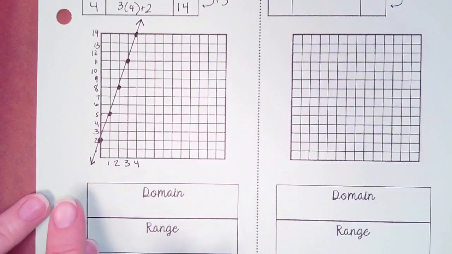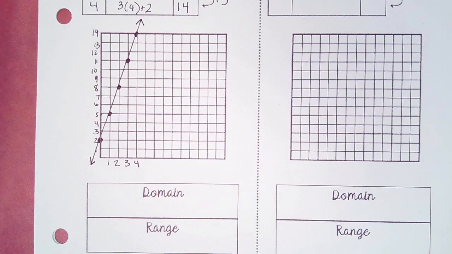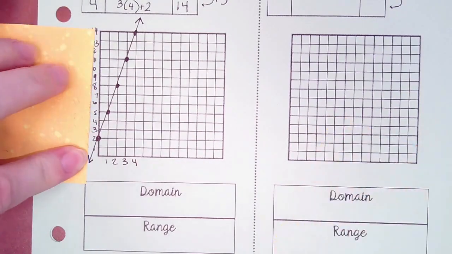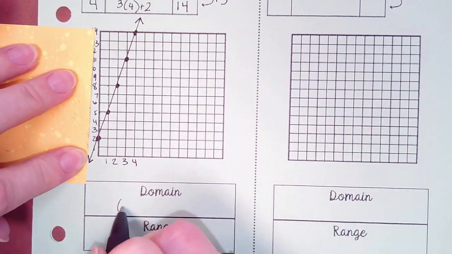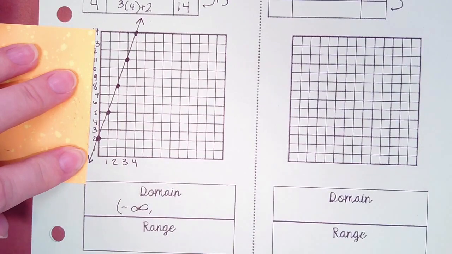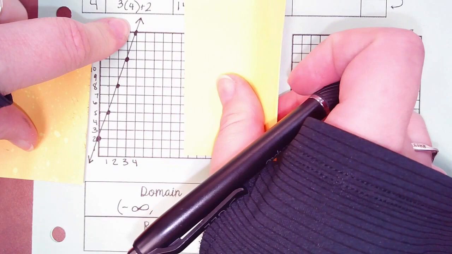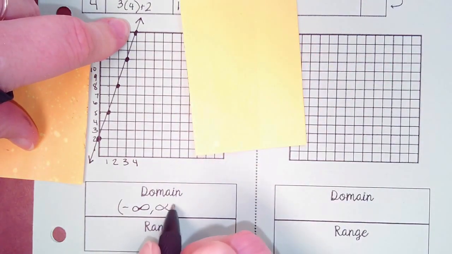Our domain, left to right, I'll grab my domain and range papers. So the furthest point to the left, when I come in from the left side, I hit it here and it's an arrow. So it's going to keep going left forever, so negative infinity. And then come in from the right side, and I hit that arrow, so it's going to keep pushing, pushing, pushing. So the furthest point to the right is positive infinity.